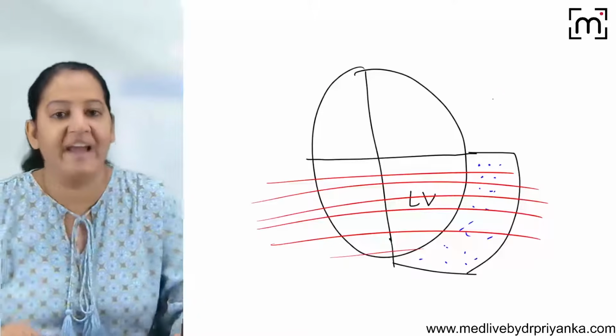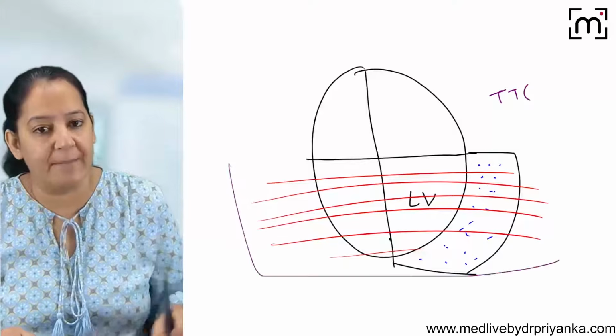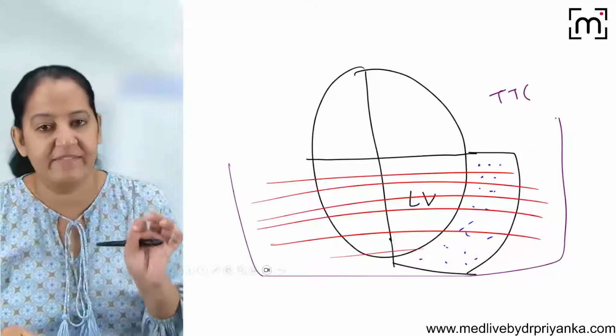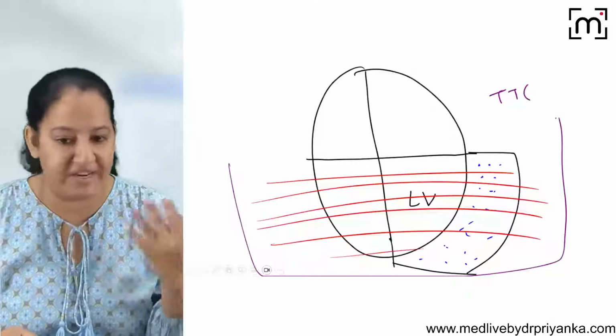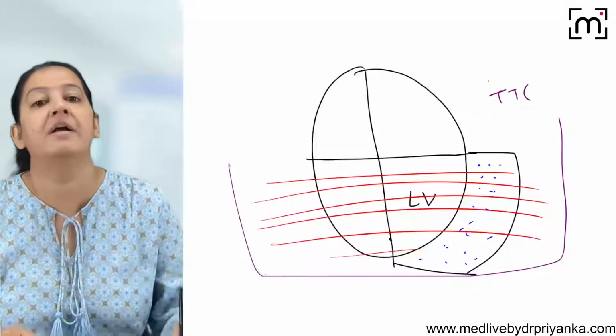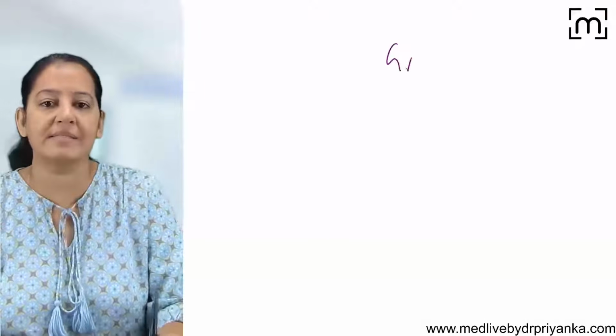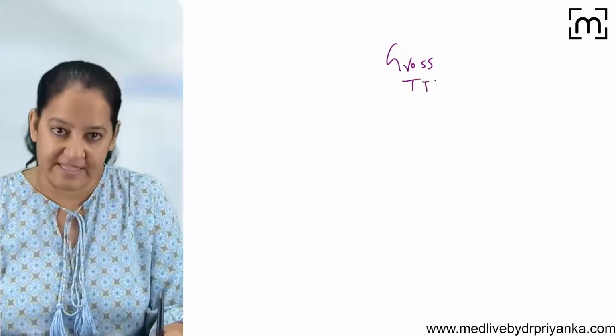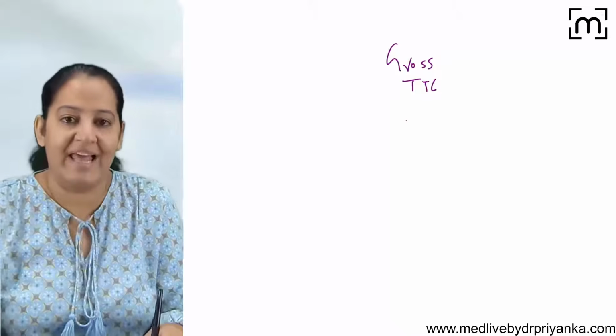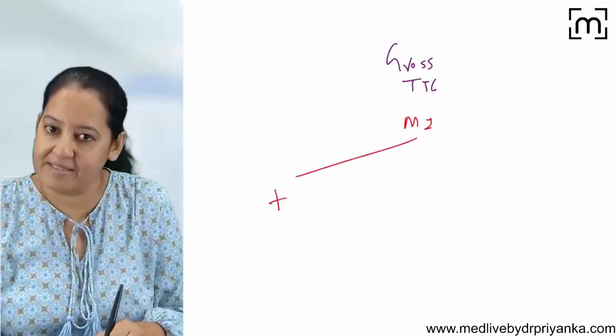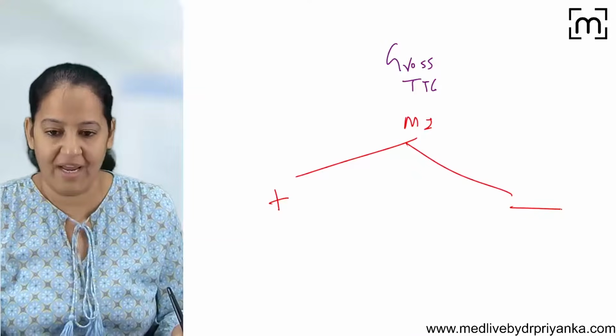So we use the dye TTC. Put all of them in TTC and TTC will stain the viable area, not the dead area, and you can make out where the dead area is. So with the help of the TTC stain, you can tell whether MI is present or absent.